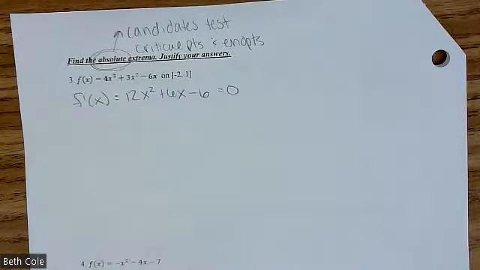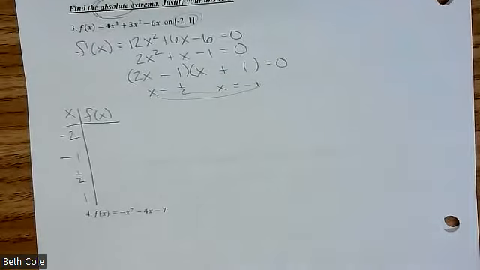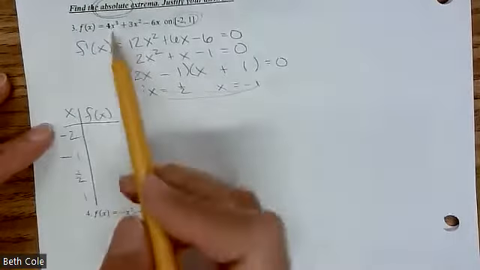Every once in a while, this is kind of nice when this happens, you'll get a critical point that's not in the interval. So what do you do with it? Yeah, nothing. Just throw it out, less work for you. Okay. So we're going to plug those into the original function.